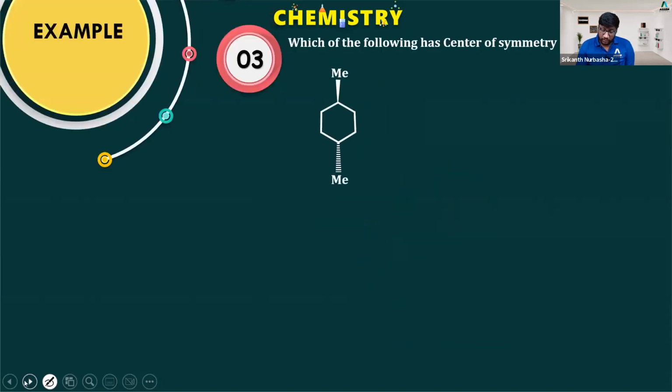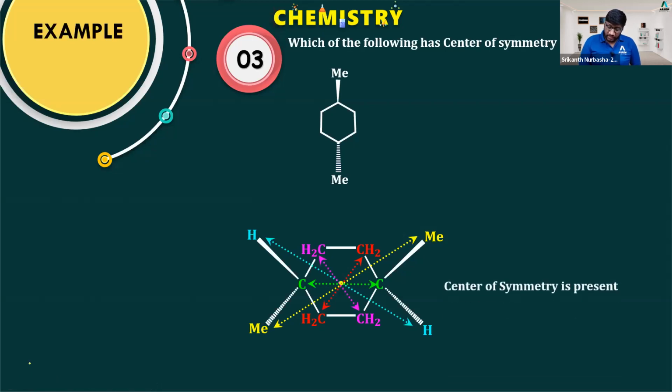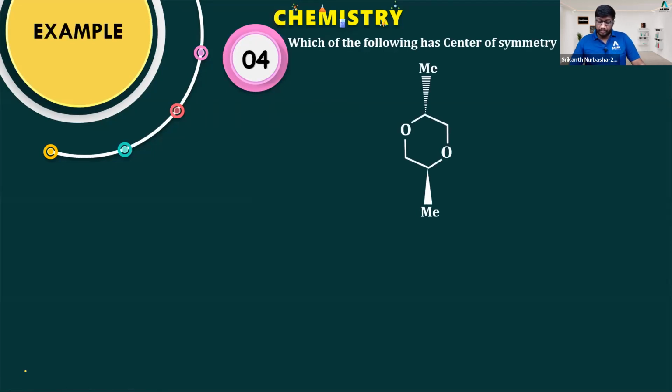Try to figure out whether this particular molecule has center of symmetry or not. Yes, sir. Center of symmetry is present. You can connect all the groups in such a way that from this particular point, if you try to connect hydrogens, CH2s, methyls, everything has a connection with the same section. Center of symmetry is present, which means optically inactive. What about this particular molecule?